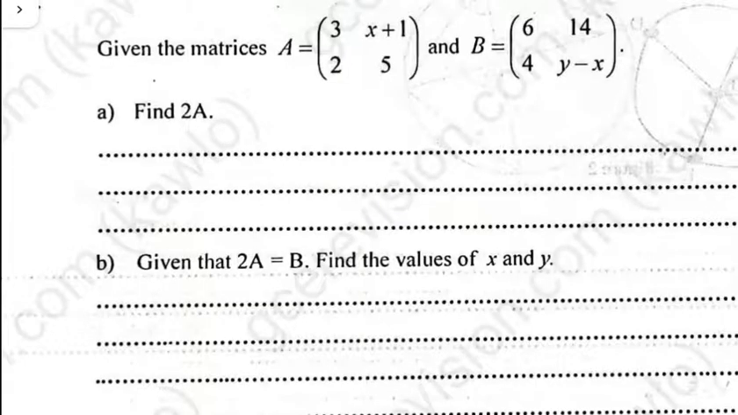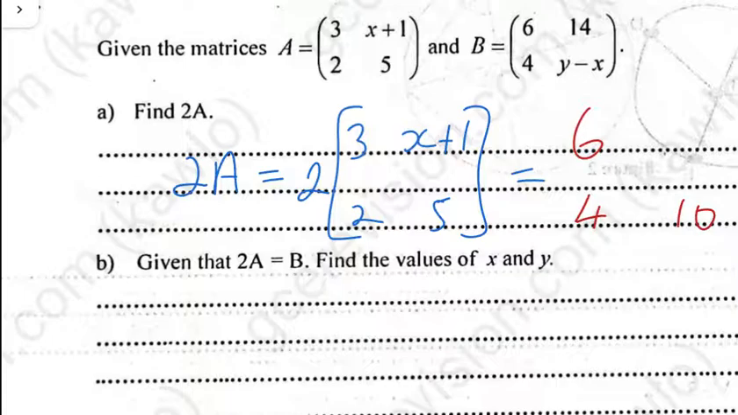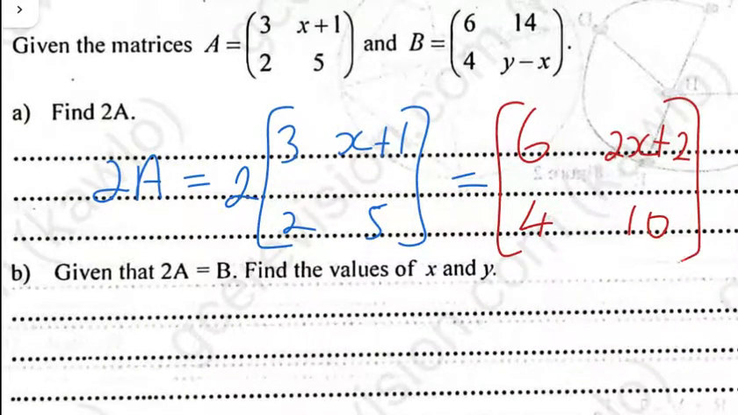Okay? So our 2A will be equal to 2 into 3, x plus 1, 2, 5. So what will be the result? 2 times 3, we have 6. 2 times 2, 4. 2 times 5, 10. And 2 times x plus 1, that's 2 times x, we have 2x plus 2. Note that some other students will prefer to put 2 into x plus 1, okay? That will still be okay.